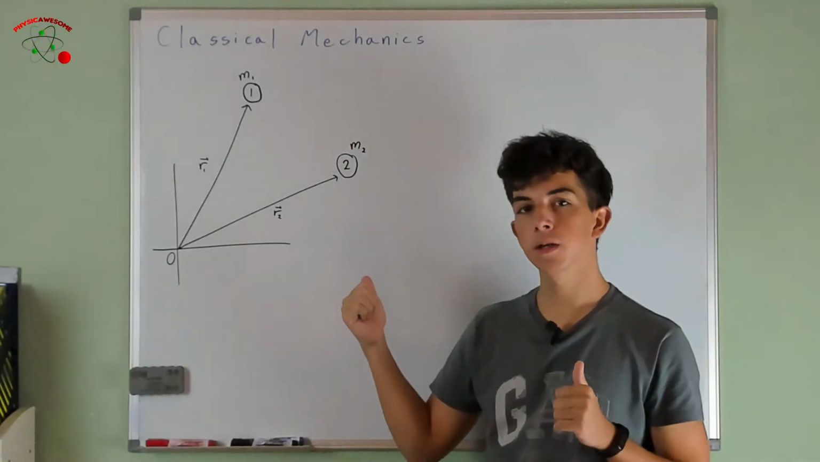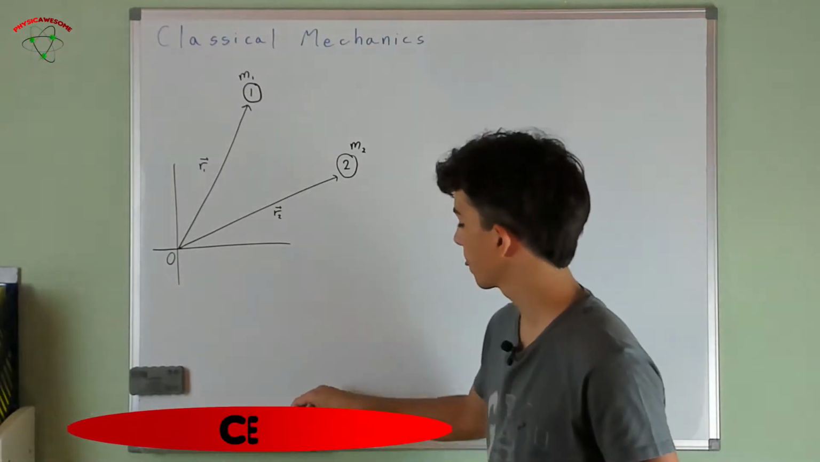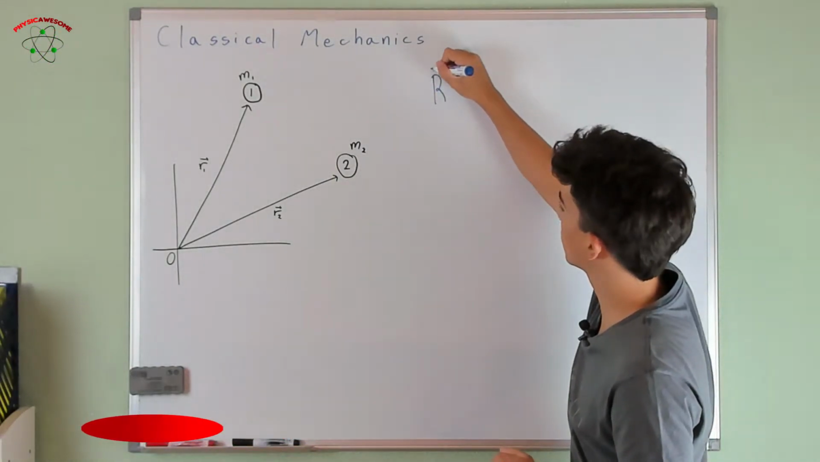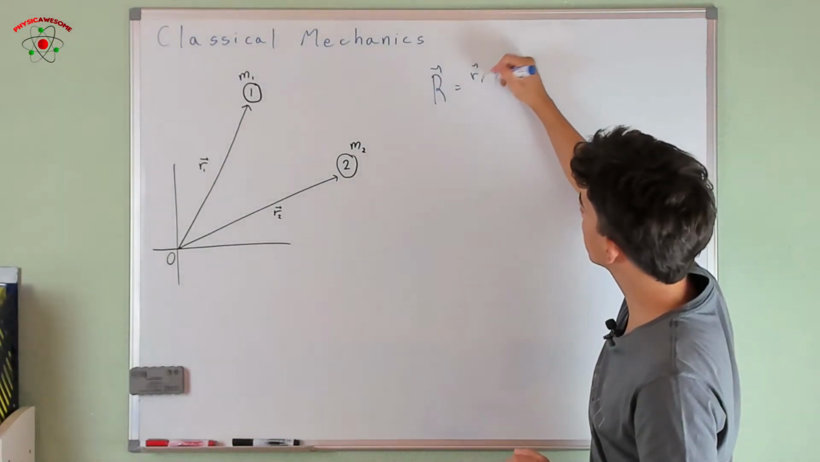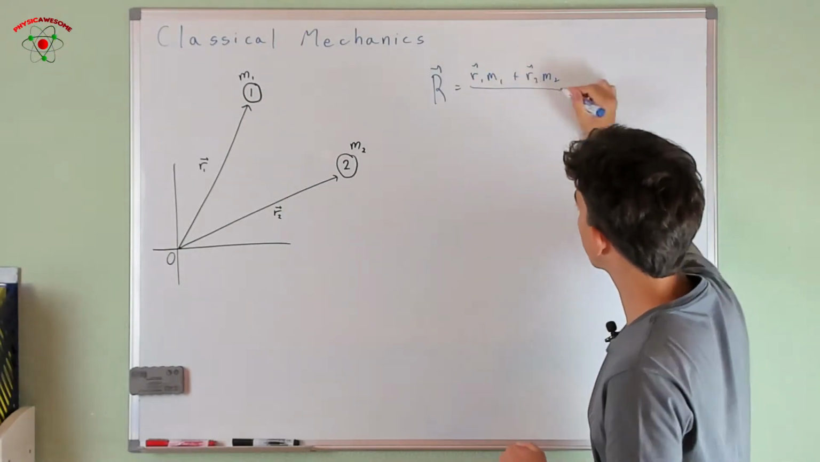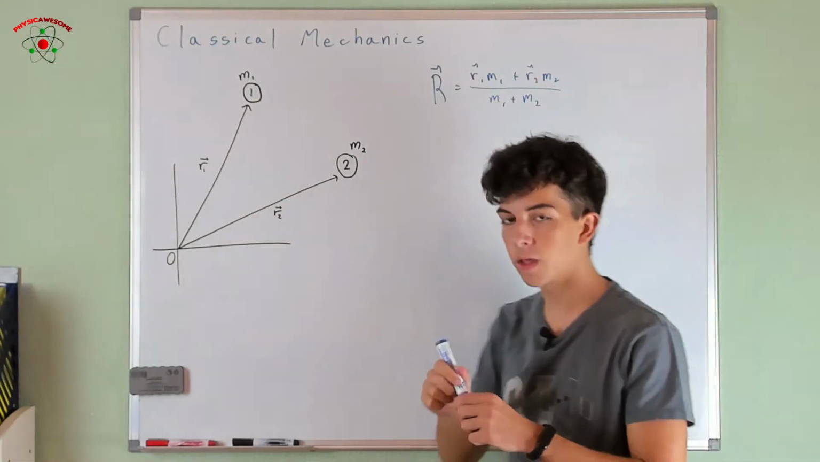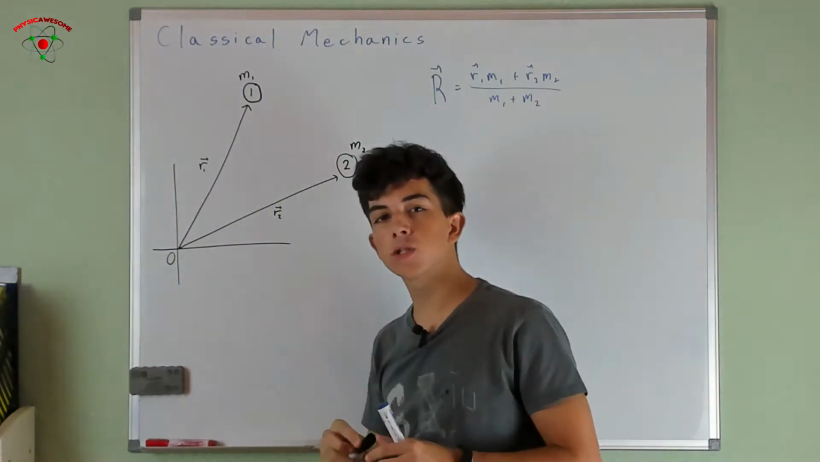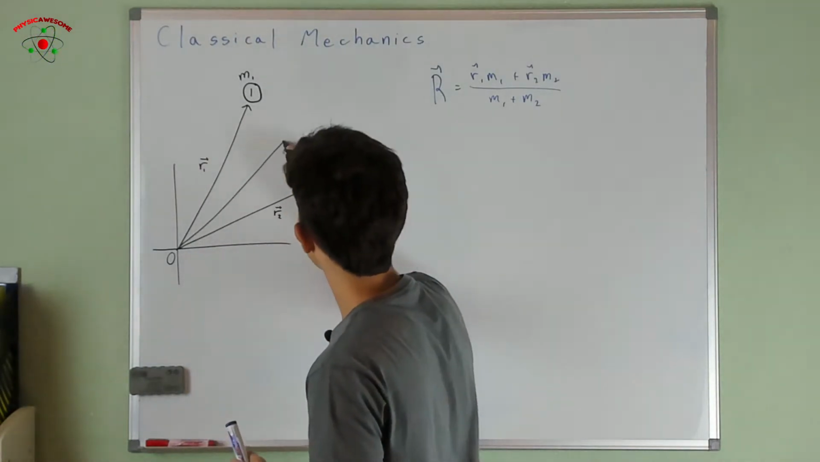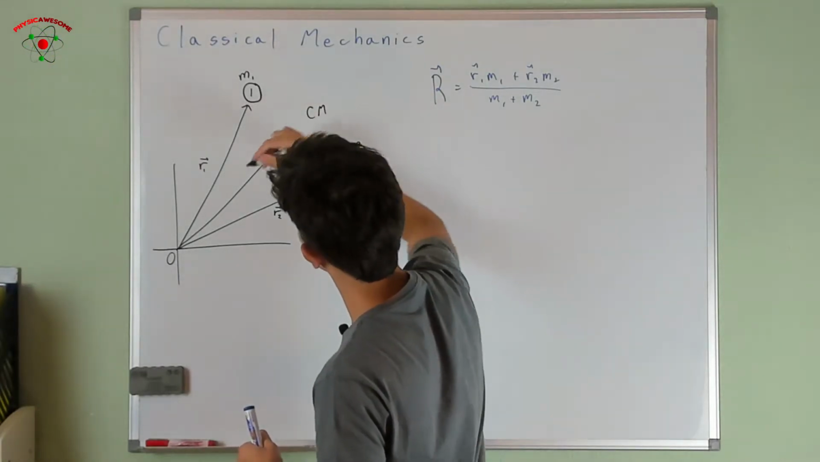Great, let's try to find the center of mass of these objects, and after that the positions in that center of mass frame. Our center of mass is defined to be at this place, R1 M1 plus R2 M2 divided by M1 plus M2. In any case, it's always going to be in between our masses, so we'll draw it right around here, the CM, center of mass.